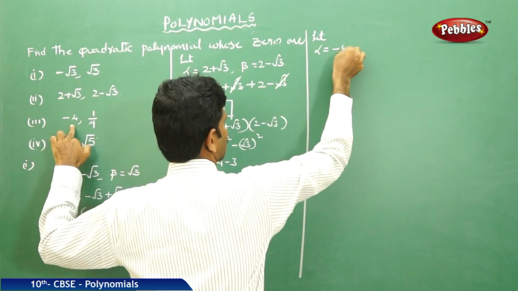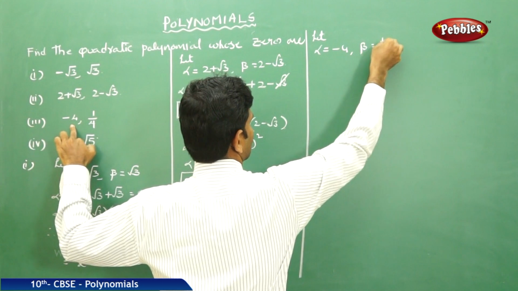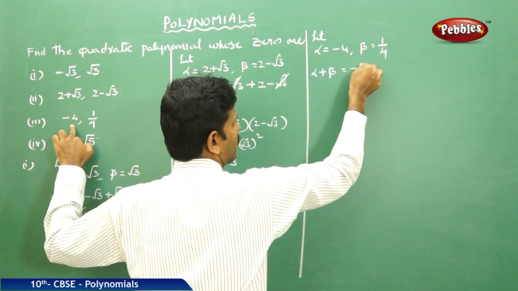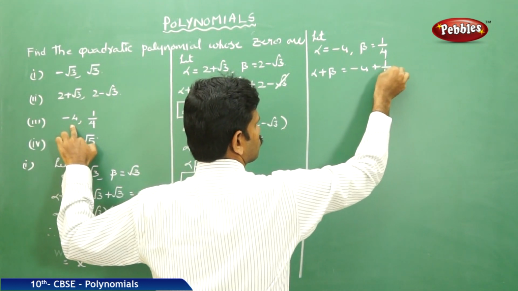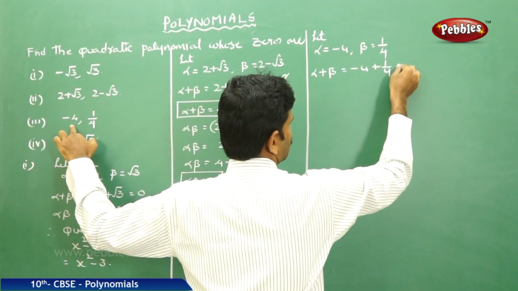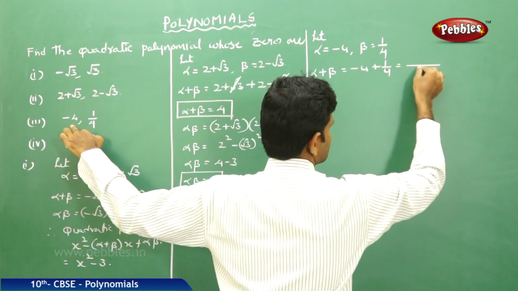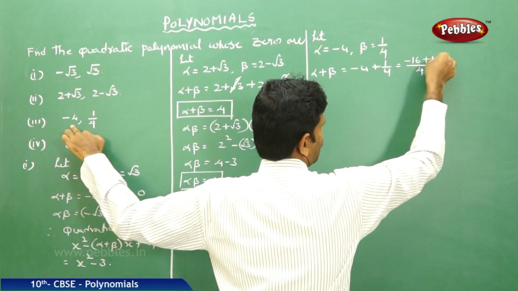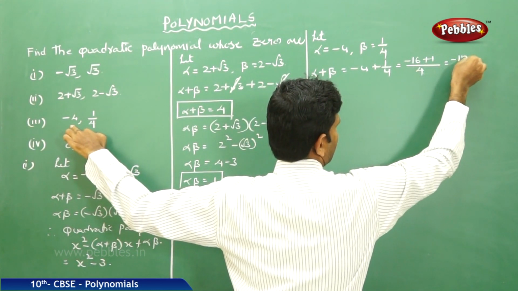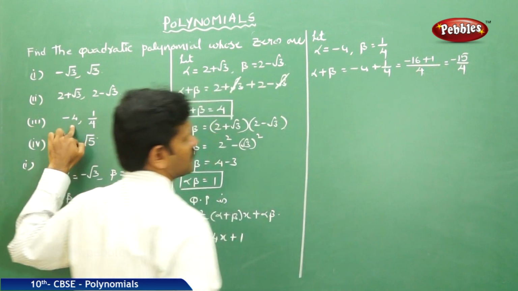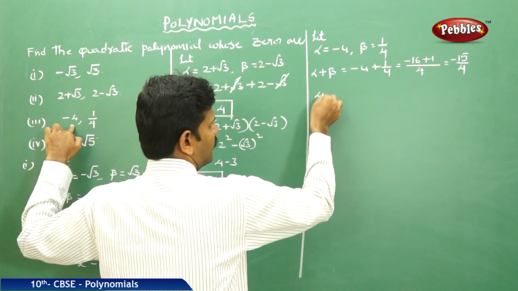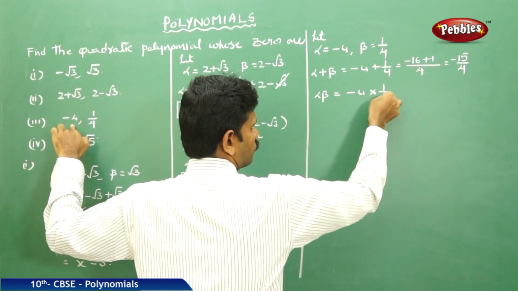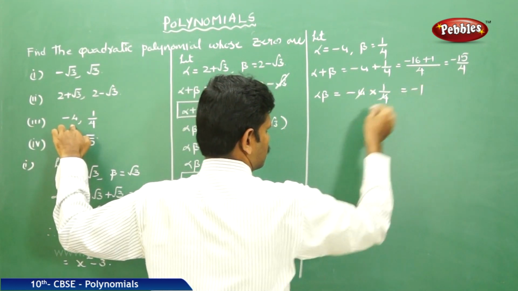Let alpha is equal to -4, beta is equal to 1/4. Alpha plus beta is equal to minus 4 plus 1 by 4, which is equal to, LCM is 4, minus 16 plus 1, which is equal to minus 15 by 4, that is alpha plus beta. Alpha beta is equal to minus 4 into 1 by 4, 4 gets cancelled, which is equal to minus 1.